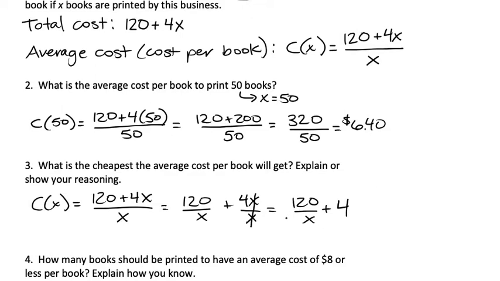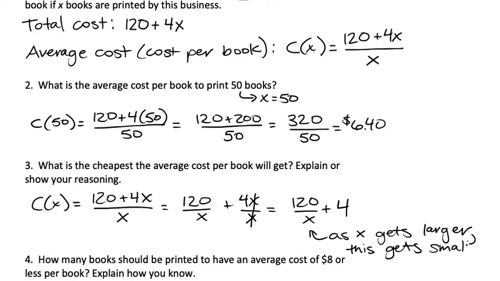Now, thinking about what happens as X gets bigger, this 120 over X part gets smaller. Because if we divide, say if this X was 1,000, it's going to be a pretty small number. So that would give me less than $1 to add to my $4. If X was 10,000, that would be even smaller. It would be a really small decimal. So as X gets larger, this gets smaller until it eventually gets really, really close to 0.